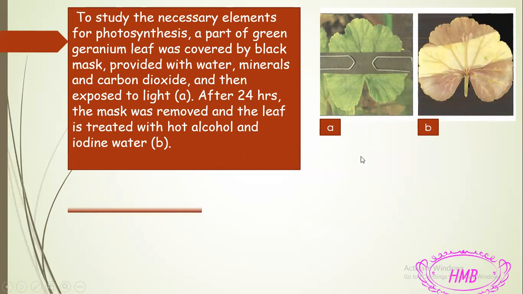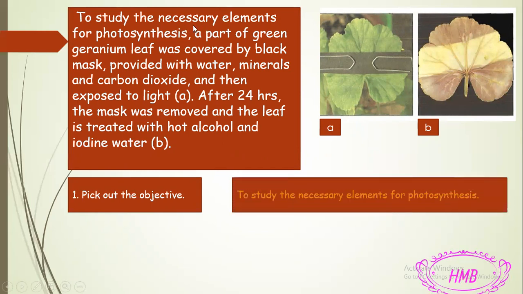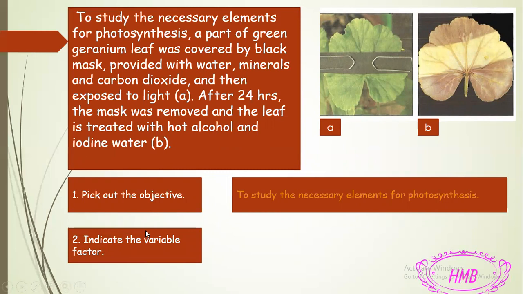Let's see the first question. Pick out the objective. So the objective, why we made this experiment, is in the first line: to study the necessary elements for photosynthesis, to see what the chlorophyll plant needs to perform photosynthesis. I will remind you, photosynthesis means when the chlorophyll plants make their organic matter or make their own food.